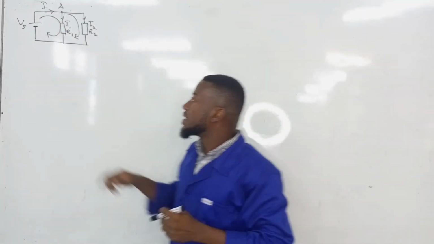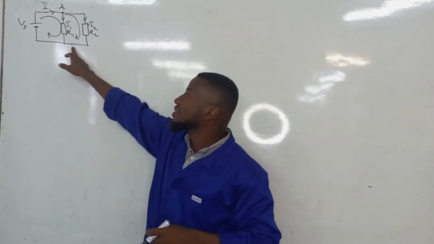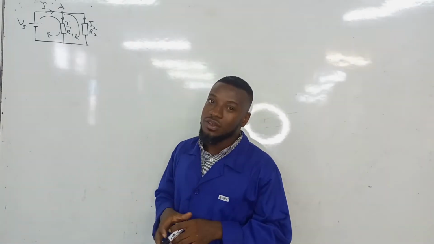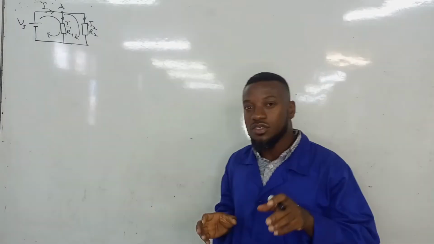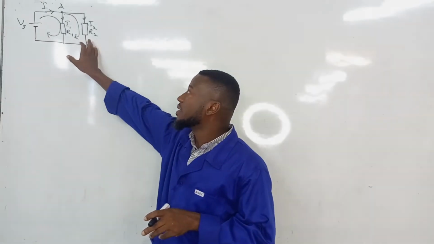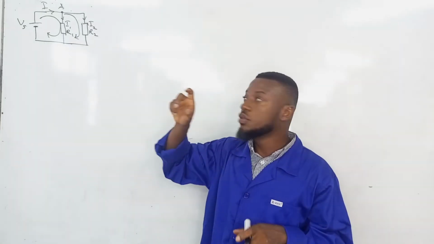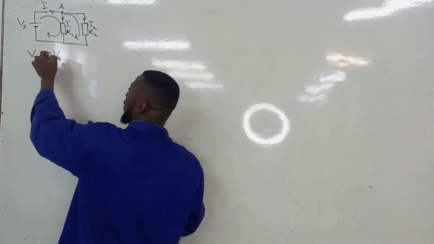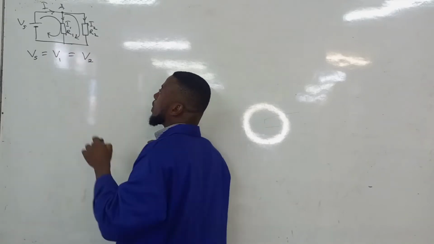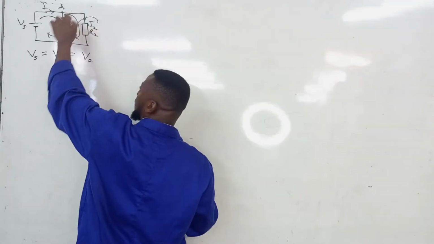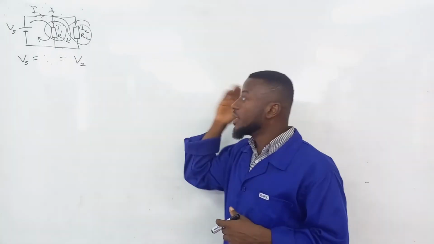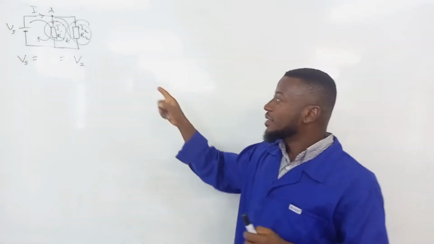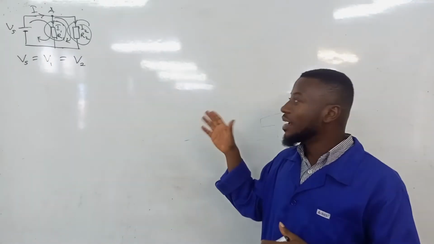But the voltage that caused the effect is the same voltage. Unlike the series circuit where we have different voltage drops, in this parallel circuit we have the same voltage across all of them. So we can say that Vs is equal to V1 and is equal to V2. So the voltage here is the same as the voltage here. From the relation, the voltage source is equal to the drop at R1 and the drop at R2.